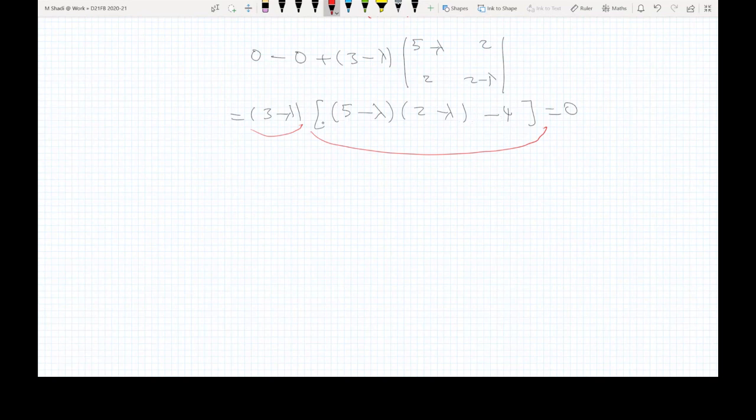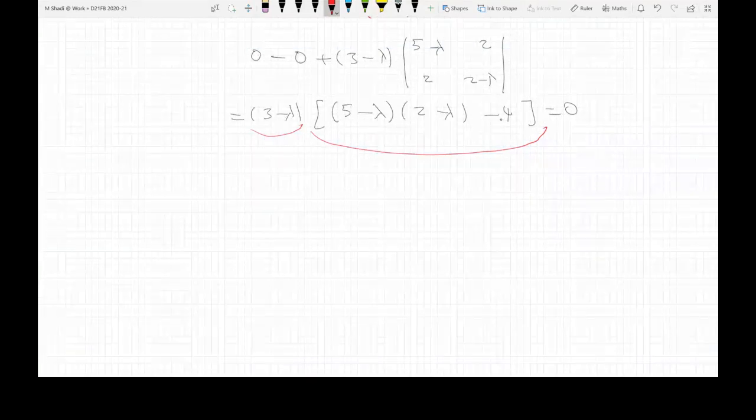So this is why I said you need to expand according to a row or a column. You have a linear equation multiplied with a quadratic equation equal to 0. If this is the case, it is either that the linear equation is equal to 0 or the quadratic equation is equal to 0.